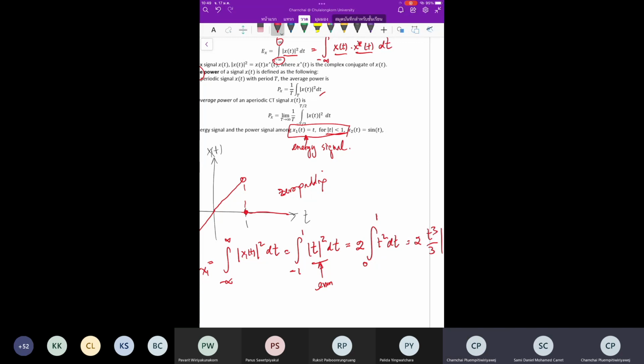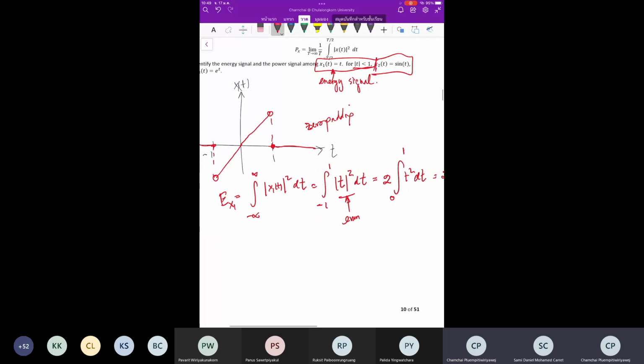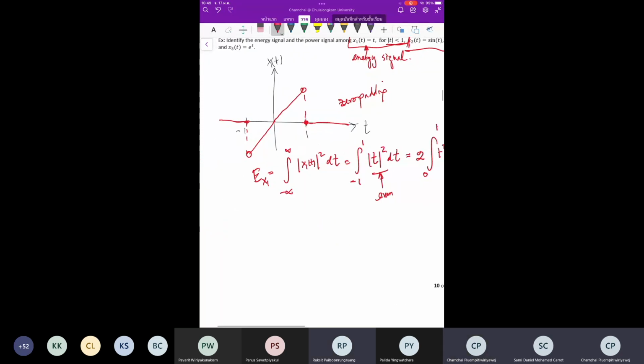Okay, next is x2(t). Is that an energy signal? What's x2(t)? It's sin(t). What does it look like? It's just a sinusoid, right? It's a bounded sinusoid, but it goes from negative infinity to infinity.